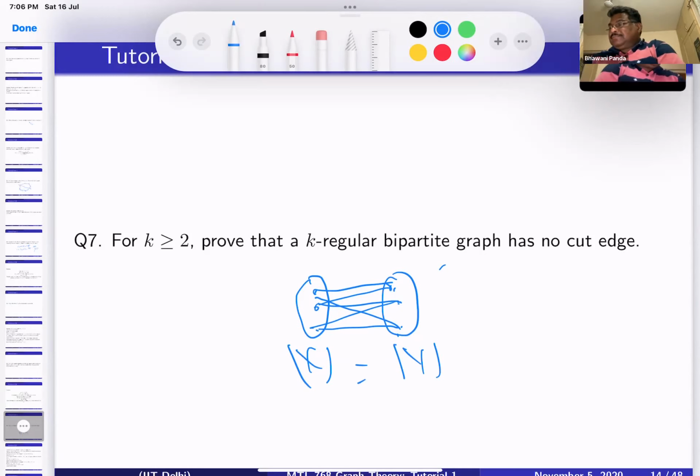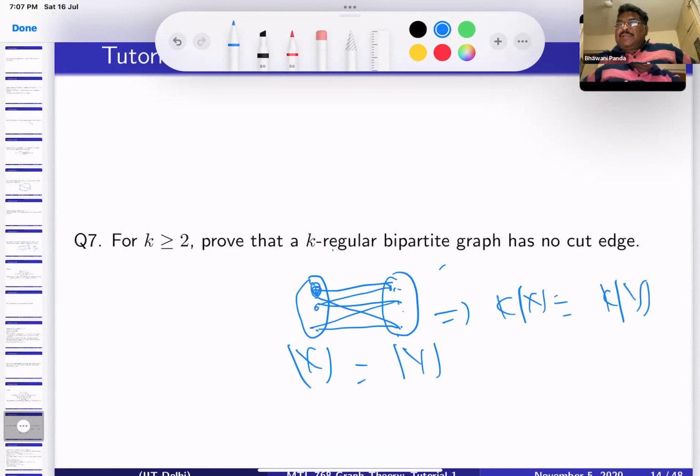Yes? There must be a bijective map. No, not bijective. K-regular means each vertex has how many edges going from X to Y? K edges. K-regular means all degrees are the same. So the number of edges going from X to Y is k times mod X, and the number of edges going from Y to X is k times mod Y. These two are the same, and k is non-zero. So mod X equals mod Y.